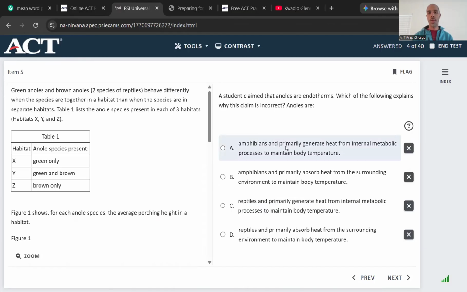Amphibians, amphibians primarily generate heat. That should be "can." This is a typo. Amphibians can primarily generate heat from internal metabolic processes to maintain. Oh, no, anoles, that's not a typo. Anoles are amphibians and primarily generate heat from internal metabolic processes. Anoles are amphibians and primarily absorb heat from the surrounding environment.